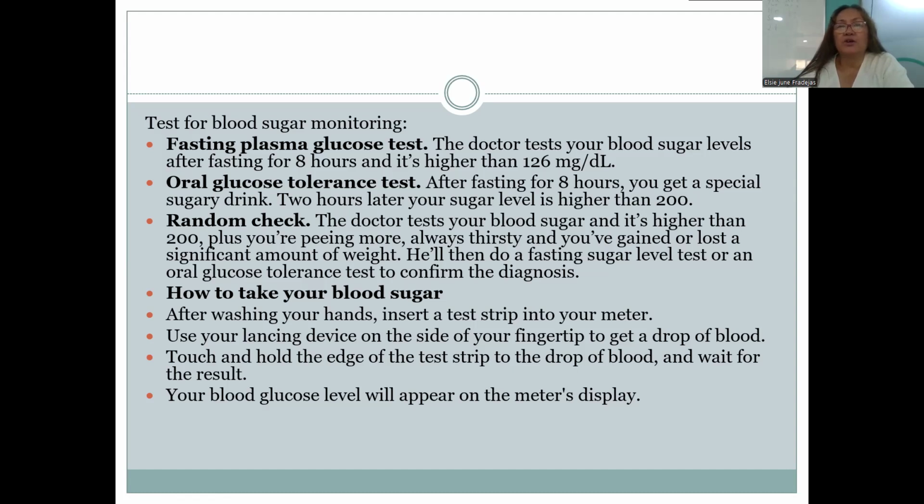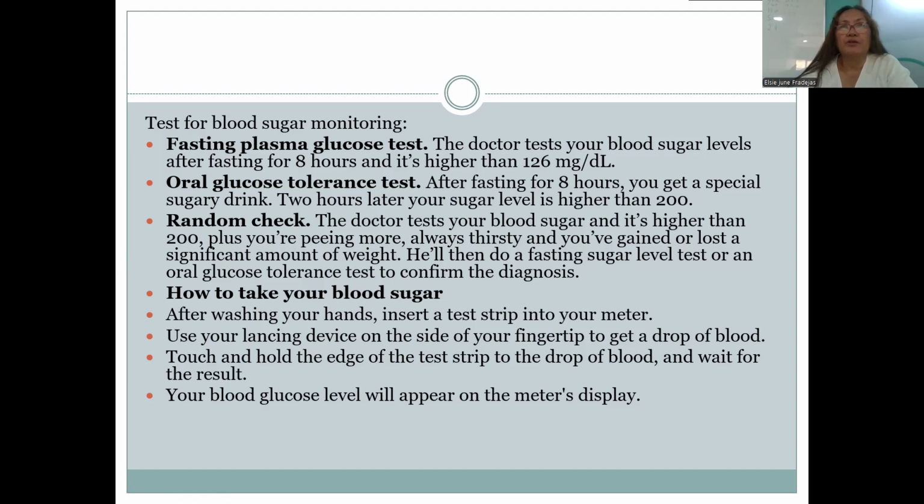How to take your blood sugar. Okay, you have to wash your hands with soap and water. Wear your gloves because you will be in contact with blood. Then explain the procedure to your client, introduce yourself, and prepare the equipment that you need or the machine. Now go to your client and ask if she just had her meal or she is fasting.